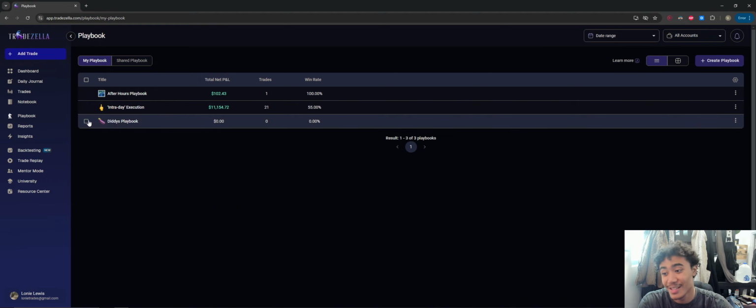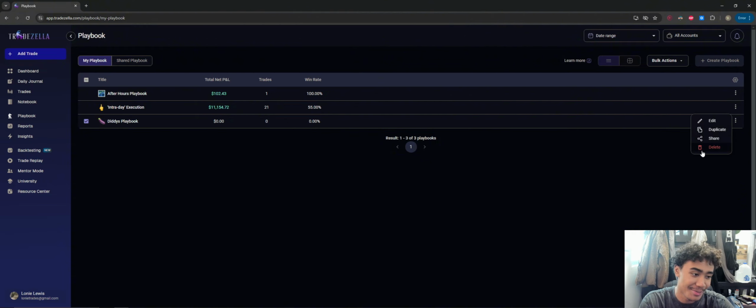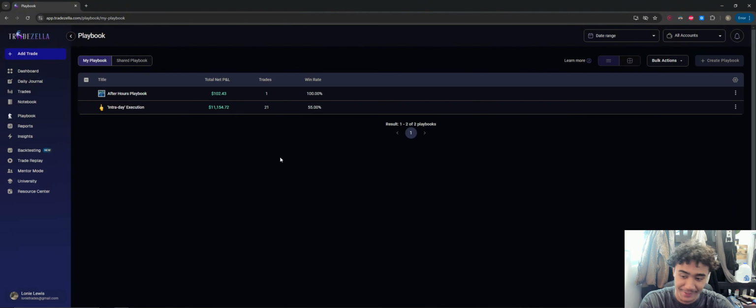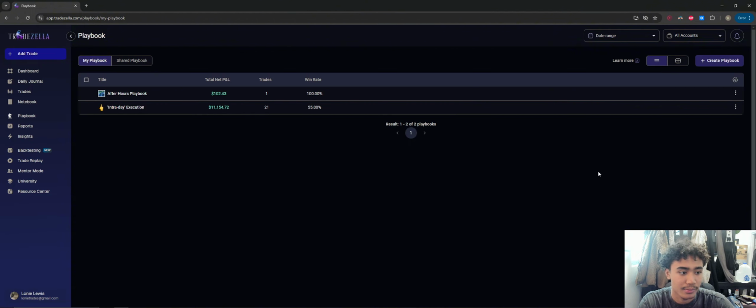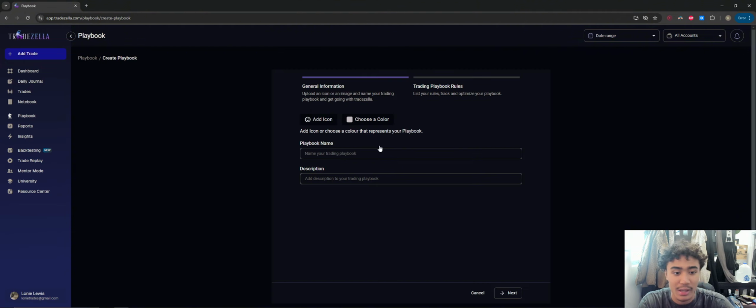And we have Diddy's playbook. For this example, we're going to be deleting Diddy's playbook. So now that we have unfortunately deleted Diddy's playbook, we can go in and create a new playbook right up here in the top right corner.